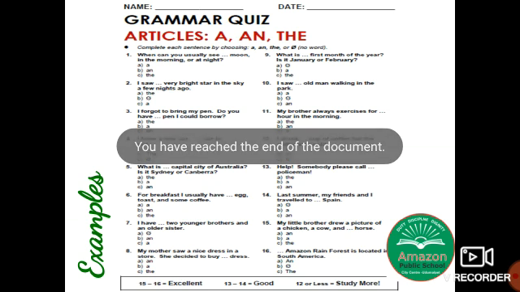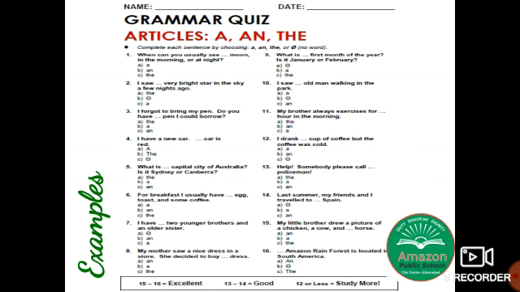The second question, I saw dash very bright star in the sky. You are seeing only one bright star. So it is only one bright star. So the answer is a. I saw a very bright star. Check your third question. I forgot to bring my pen. Do you have dash pen I could borrow? Do you have a pen I could borrow?